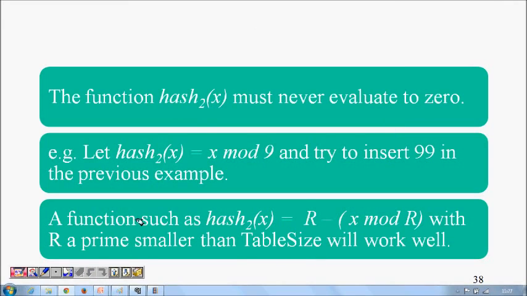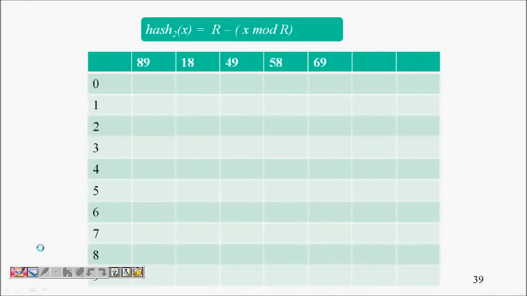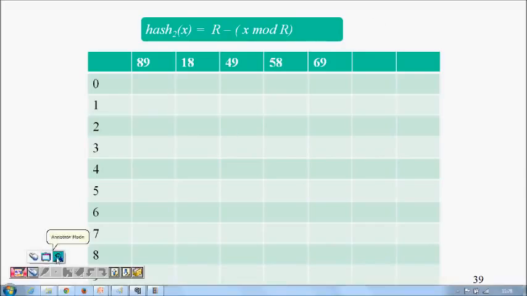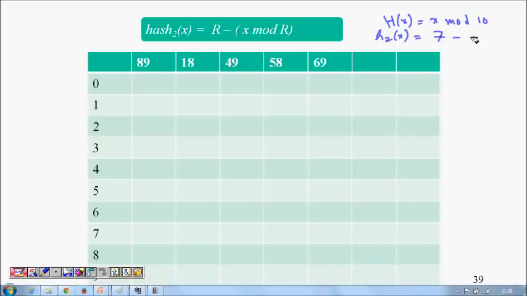Now we have h(x) is x mod 10, and hash2(x) is 7 minus x mod 7. We try to insert these items.